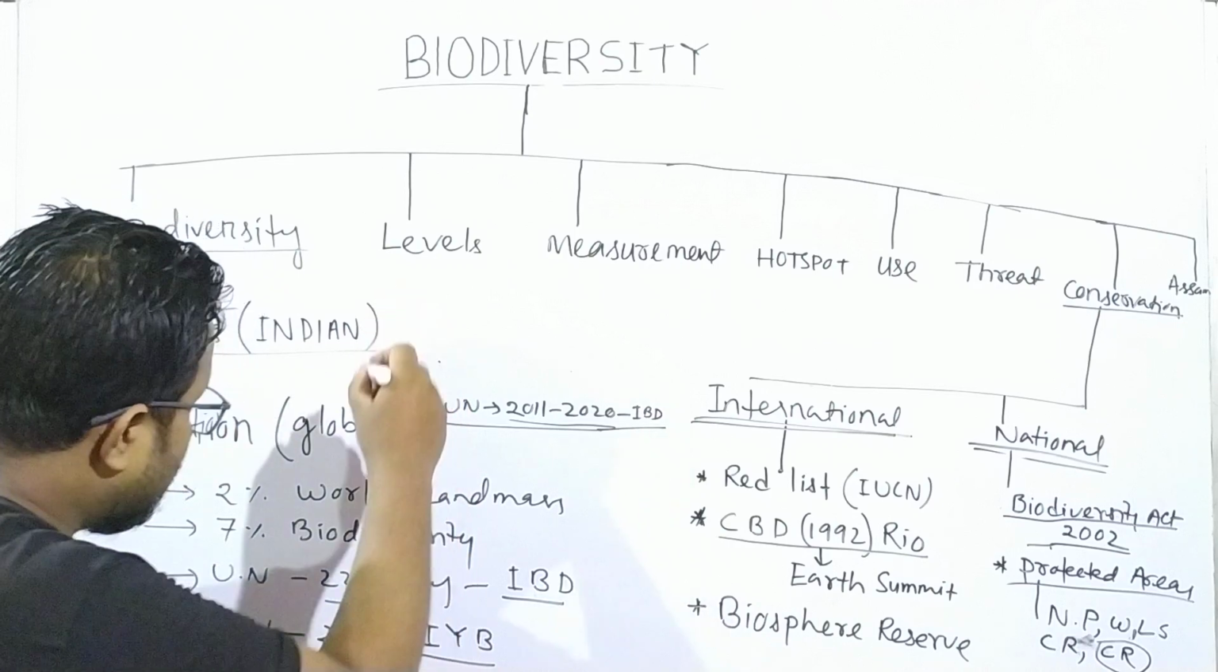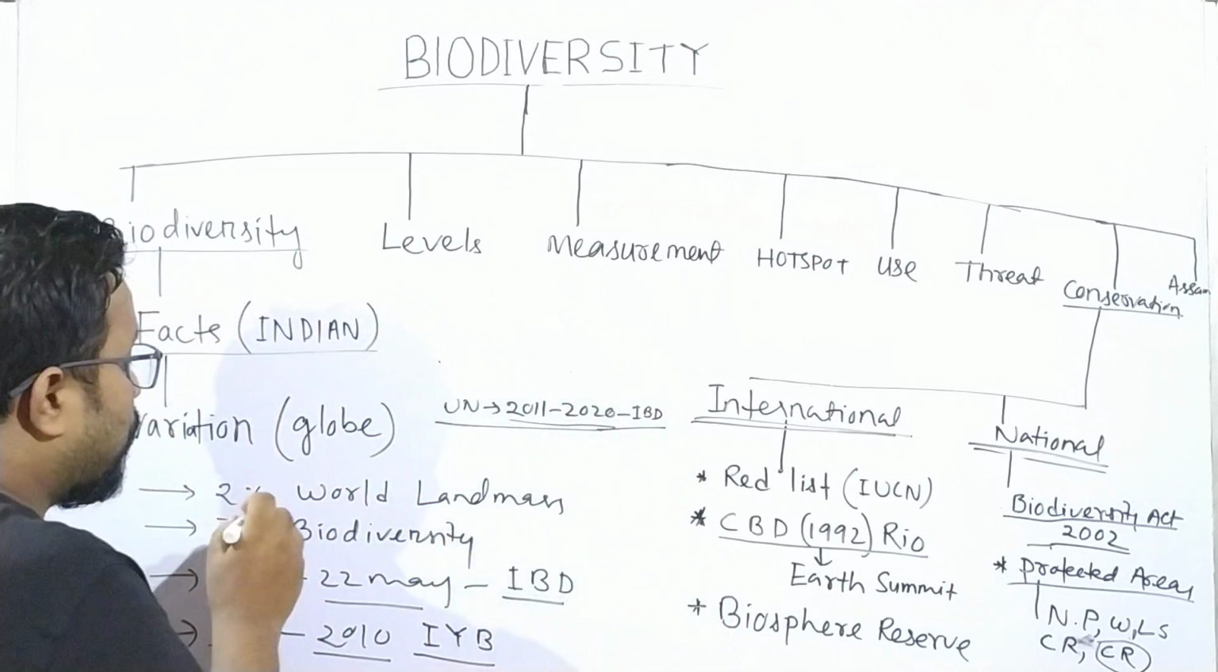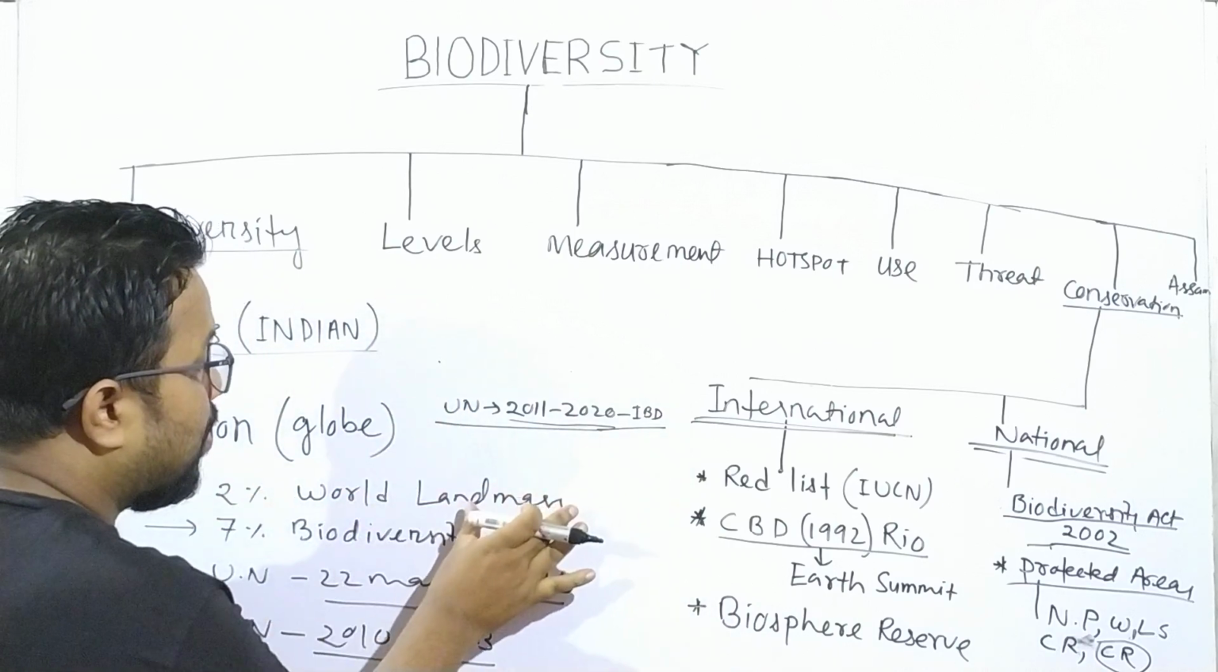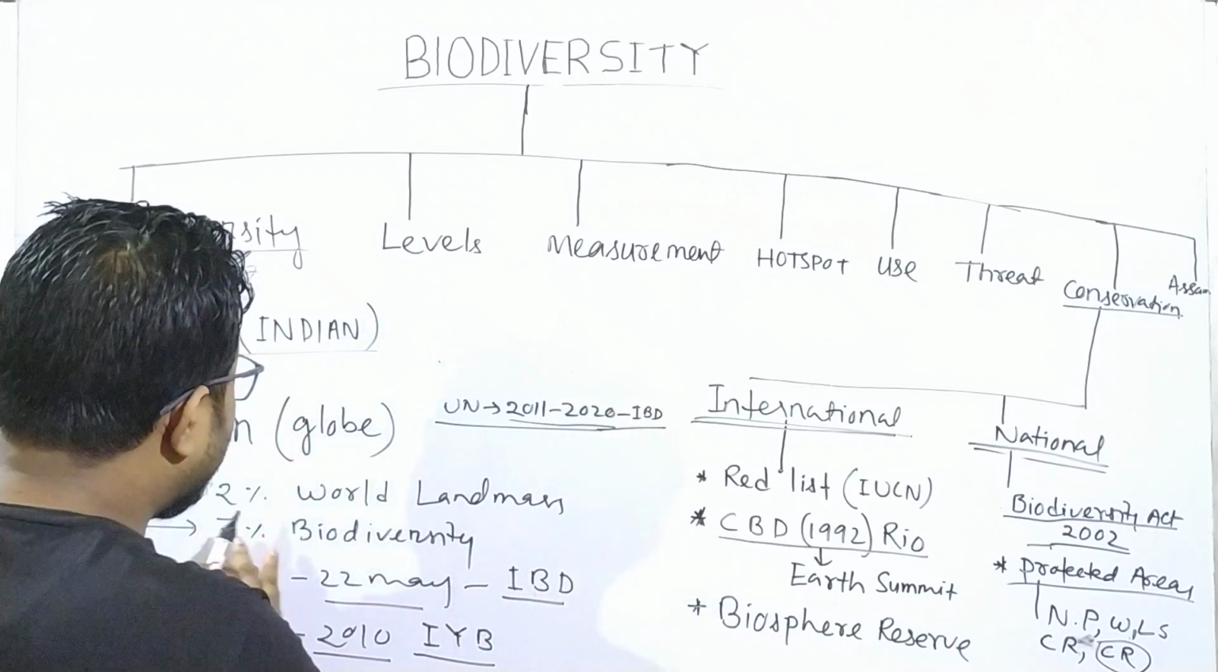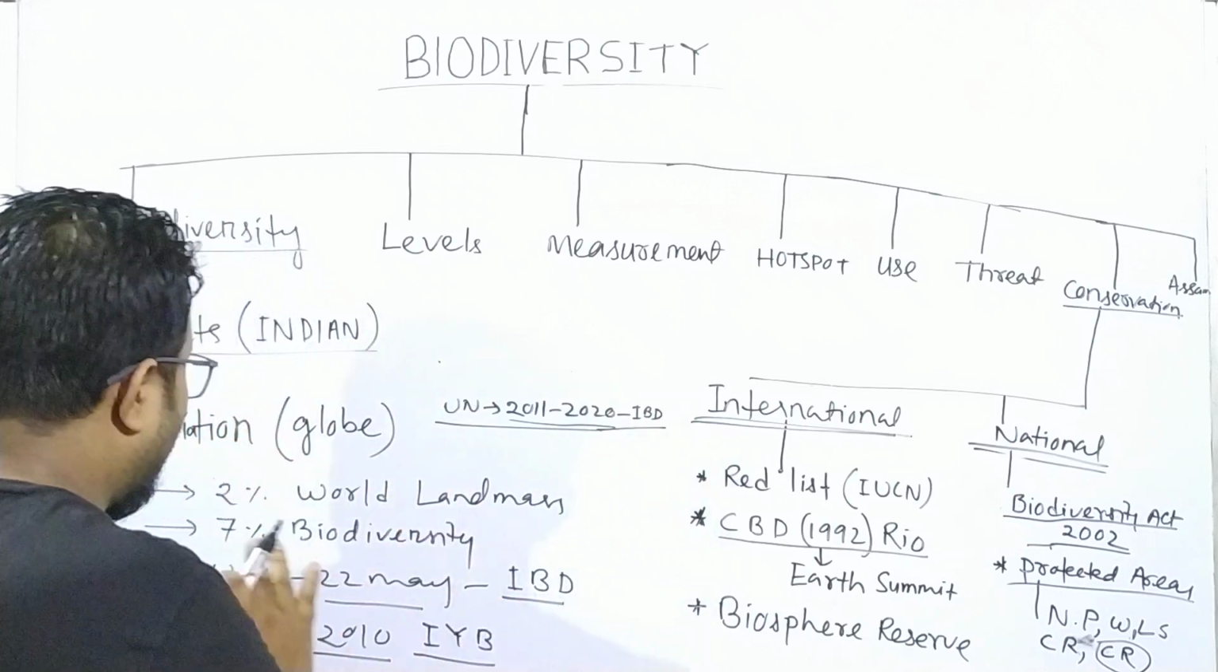These are the things you have to remember. One is that India possesses only 2% of the world's land mass, but still has 7% of the biodiversity across the world.